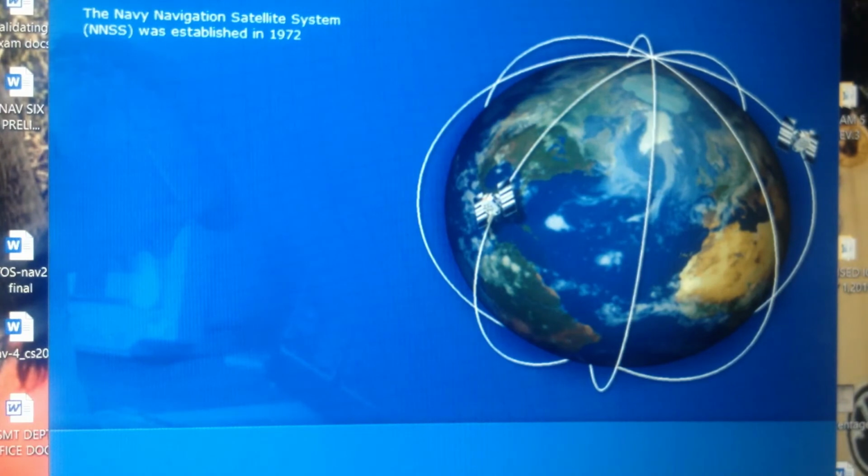The first satellite datum, established in 1972, was based on the Navy Navigation Satellite System. This system was also known under the name Transit. In 1989, the NNSS satellite datum was replaced by the Global Positioning System based World Geodetic Survey 84 datum.